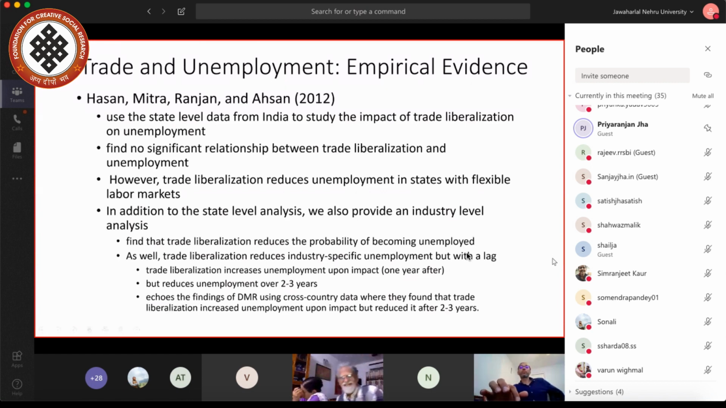We also did some industry level analysis, looking at people employed in different industries, and found that trade liberalization reduced the probability of a person becoming unemployed, and also reduced industry specific unemployment with a lag. That is, trade liberalization increased unemployment upon impact, similar to what we had found in the cross country data, but unemployment was reduced over 2 to 3 year periods, which echoes the findings of the Mitra and Ranjan paper that I talked about earlier.